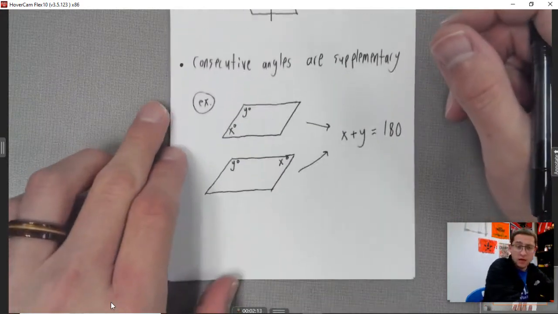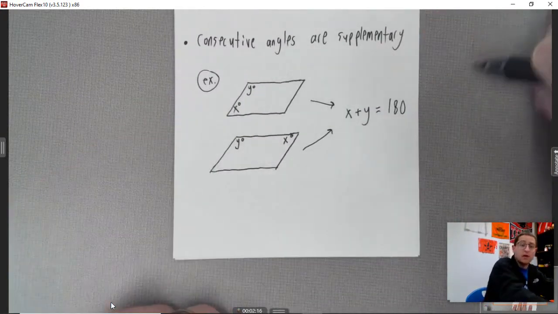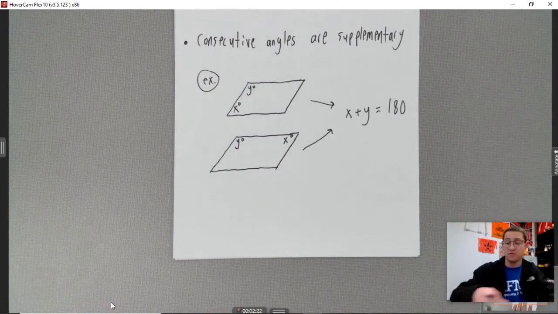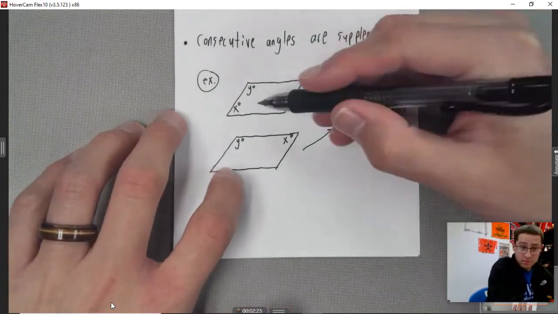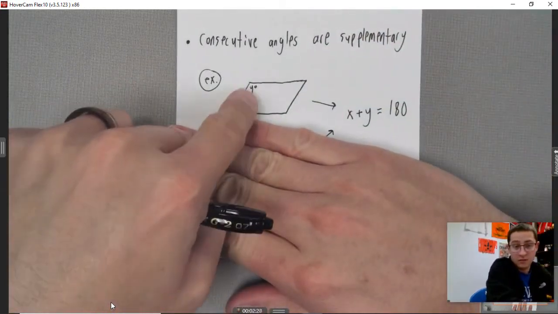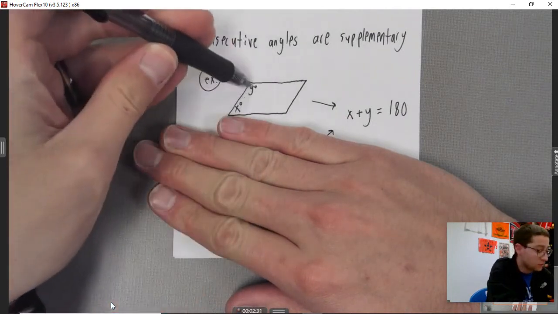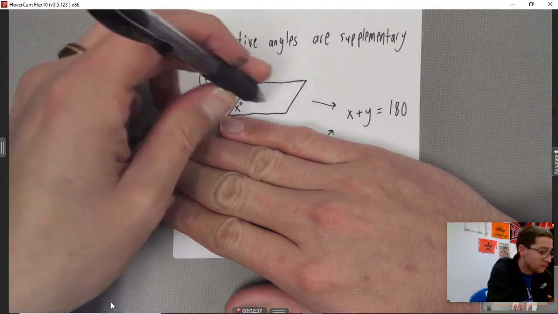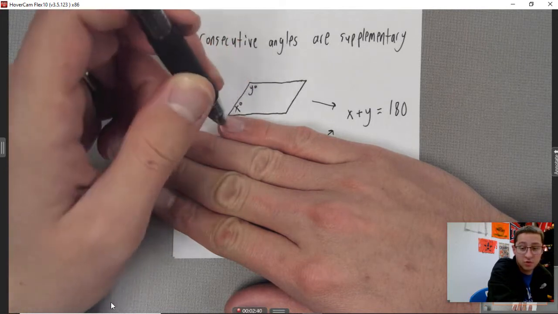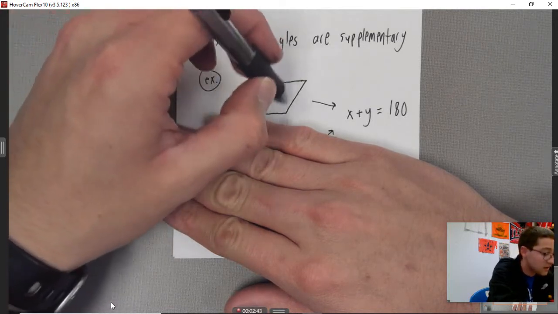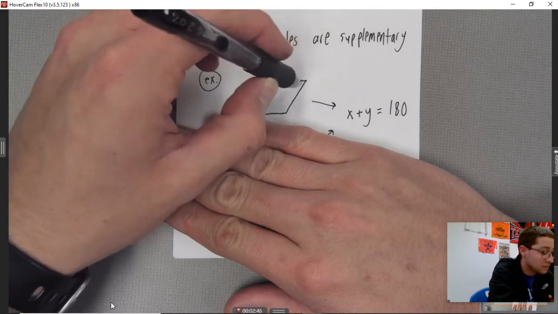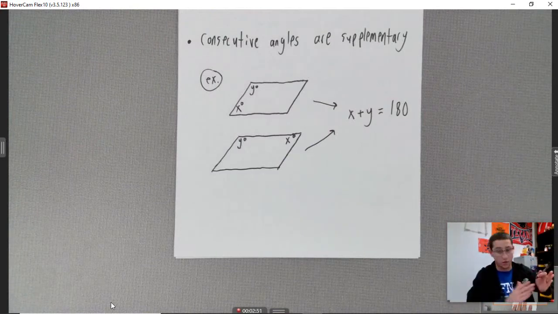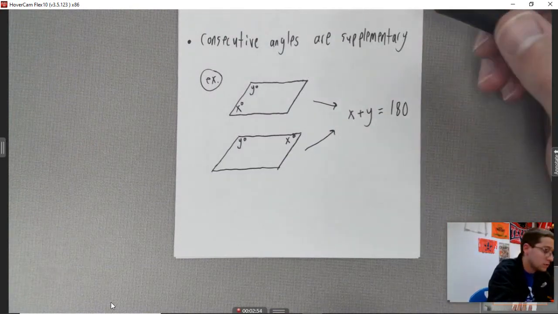Next property: consecutive angles are supplementary. Consecutive means one right after the other. For my example, if we just look at the top one, X and Y, those are consecutive, one is right after the other. Could we also have these down here being consecutive? Yes. You could also have those consecutive. Could you have these two consecutive? Yes. And similarly, these two would be consecutive. It's just right next to each other, one right after the other if you're going clockwise or counterclockwise around the shape.